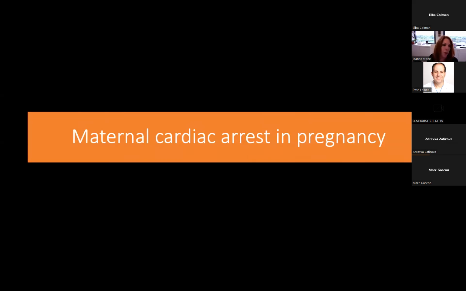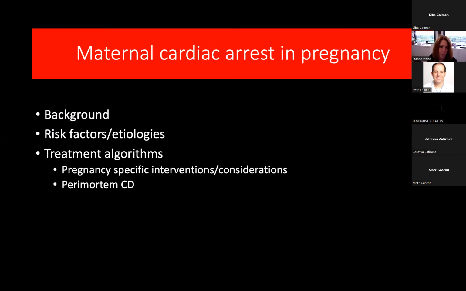So on to the main topic about cardiac arrest. Hopefully understanding those changes will help understand the challenges when arrest occurs. We'll go through a little bit of background, risk factors and etiologies, and then talk about some treatment algorithms, including pregnancy-specific interventions or considerations, as well as perimortem cesarean delivery.